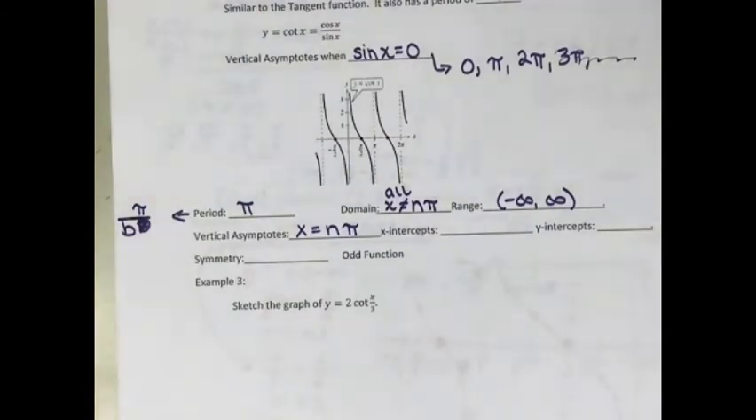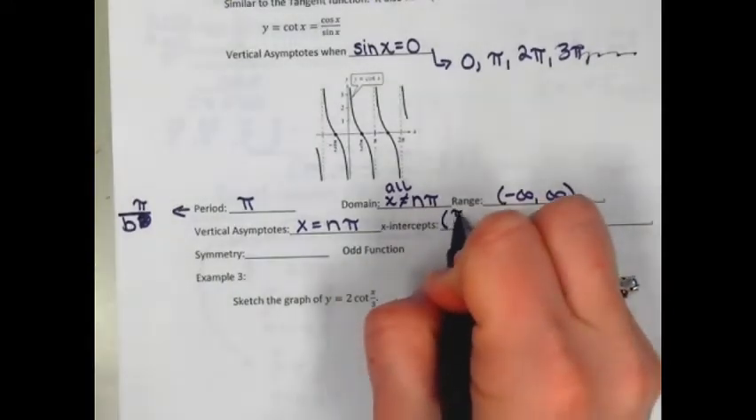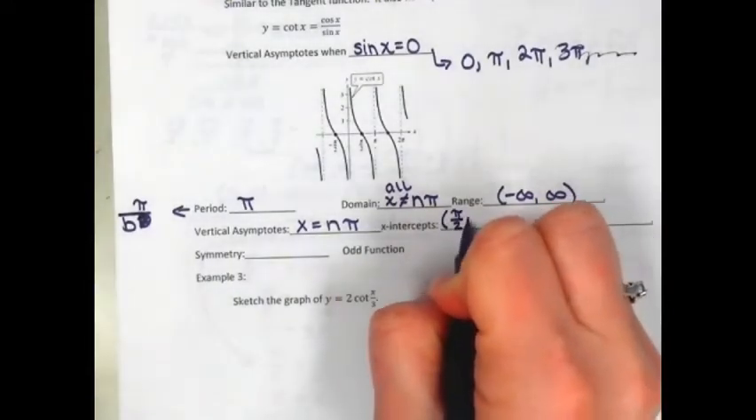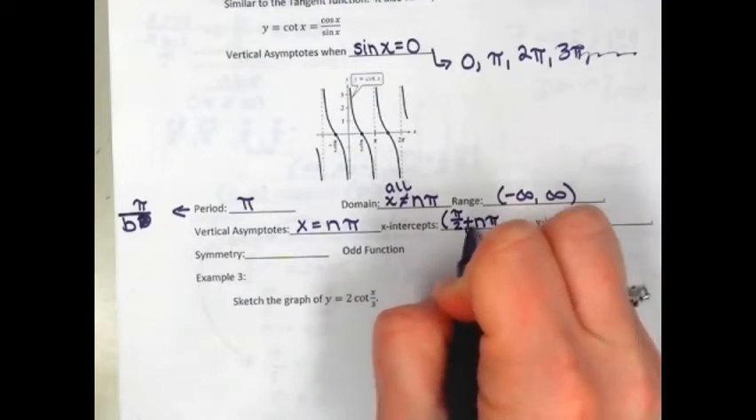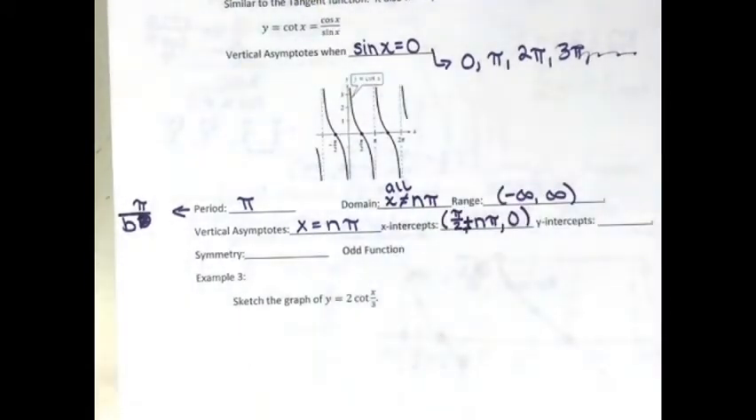What about my x-intercepts then? Our x-intercepts for tangent were at pi, 2 pi, 3 pi. But now those are our asymptotes. So now our x-intercepts are actually going to be at those pi over 2's, and then plus n times pi. And why is that n times pi? Because after we get past the vertical asymptote, we add another pi from that pi over 2.